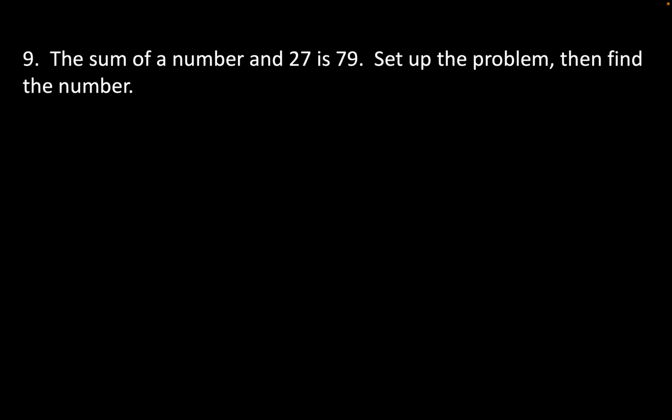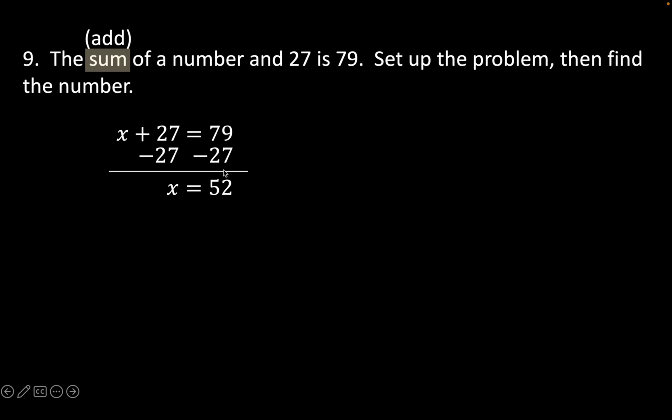you learn this stuff. The sum of a number and 27 is 79. Set up the problem, find the number. Sum means add. A number means you're talking about x plus 27. And then "is 79" means equals 79. So of course, if this says plus 27, we are going to subtract 27, getting the final answer of 52, and you have your number.